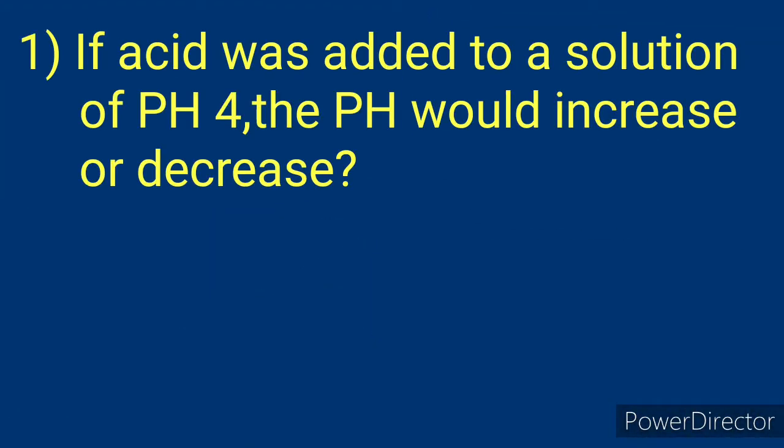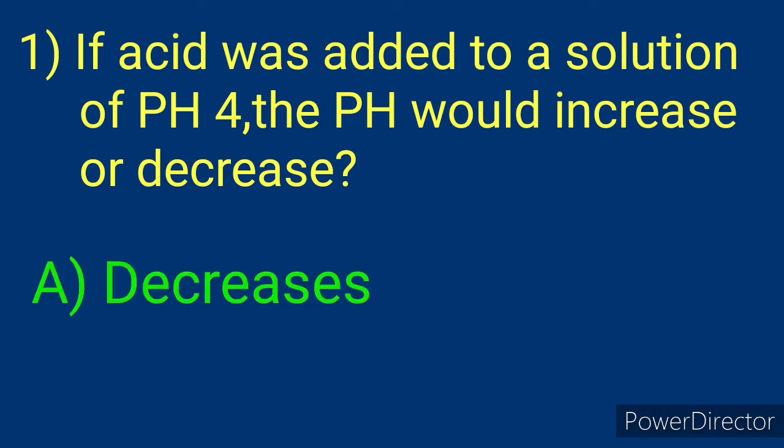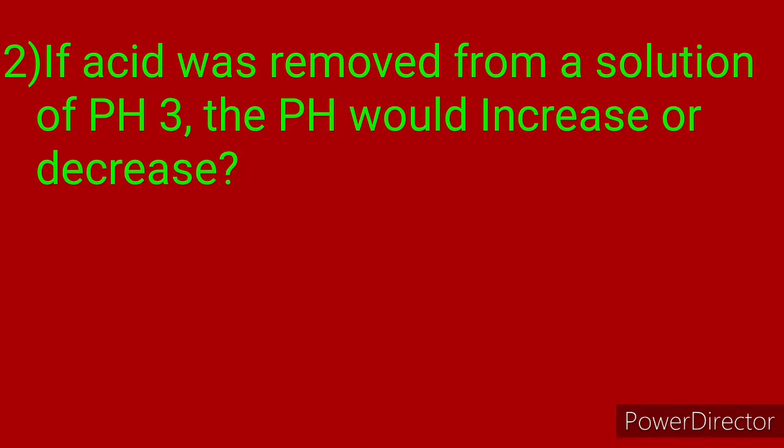First question: if acid was added to a solution of pH 4, would the pH increase or decrease? When we add acid to a solution of pH 4, it increases the concentration of H3O+ ions. If the concentration of H3O+ ions increases, the pH of the solution decreases. So, the answer is decrease.